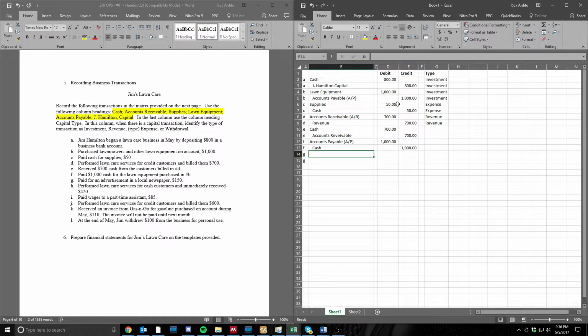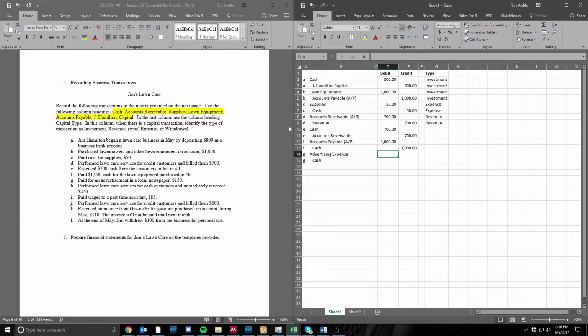So now G says we paid for an advertisement in a local newspaper, $150. So we have an expense account. Okay, so this doesn't really give us an expense option because it probably wants us to book it to J Hamilton Capital, just exactly what it wants us to do with revenue. But I'm going to book it to the correct account, and then we'll talk about how that affects capital after we're done. So we're going to use advertising expense as an account, and I believe it said we paid cash, right?